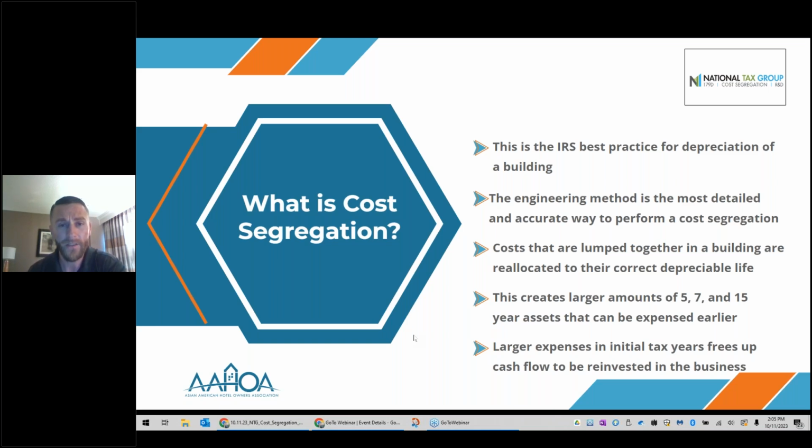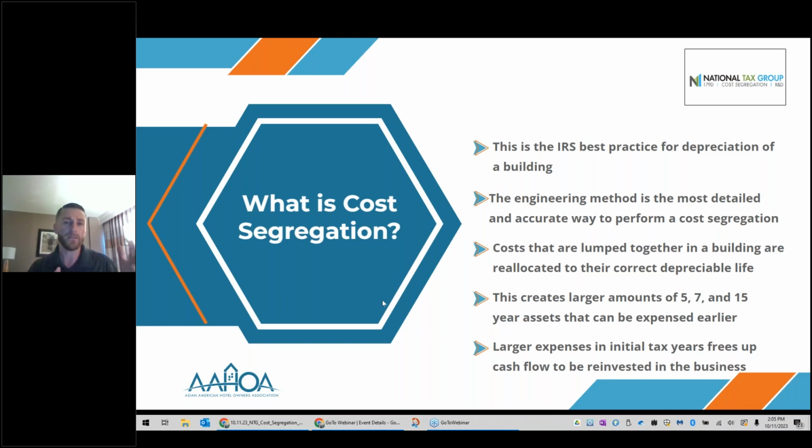So what cost segregation does is a cost seg engineer will come in and break apart that building into its appropriate buckets, the 5, 7, and 15-year asset classes. When you purchase it, you've got your sale price, or if you build it, your building construction price is lumped into one number, but those need to be broken down so that you can expense those values at their appropriate life.